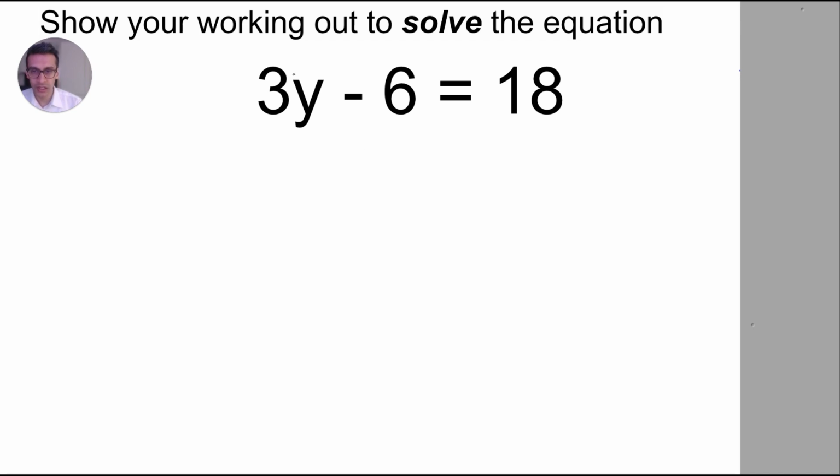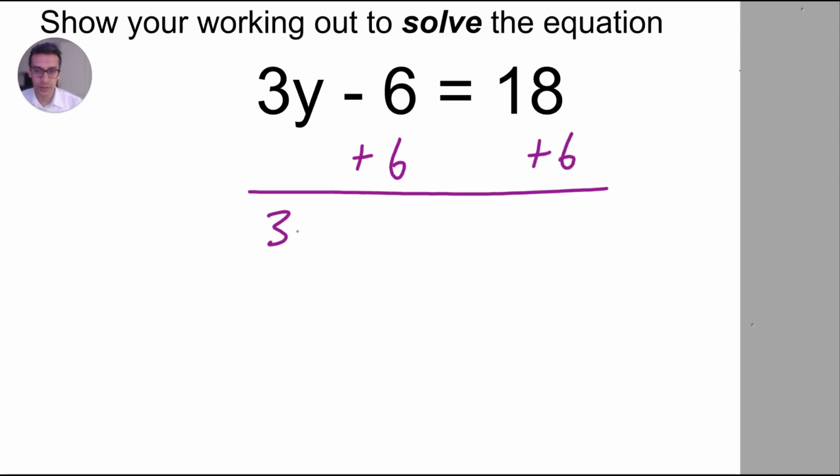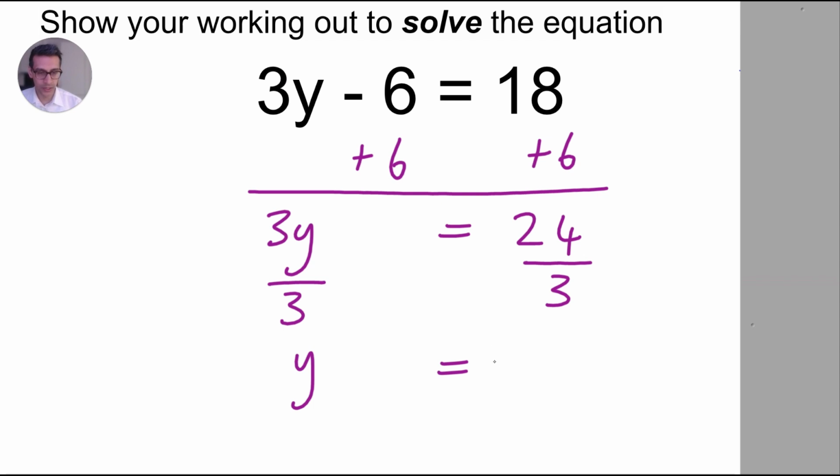So we are going to isolate y. So I need to get rid of the 6, I need to get rid of the 3. So the inverse of take away 6 is to add 6. And I'm going to do that on both sides. So 3y equals 18 plus 6. So that's going to be 24. And then I'm going to divide by 3. So y is equal to 24 over 3, which is 8. That's your answer. So you've got 2 steps and then your answer.